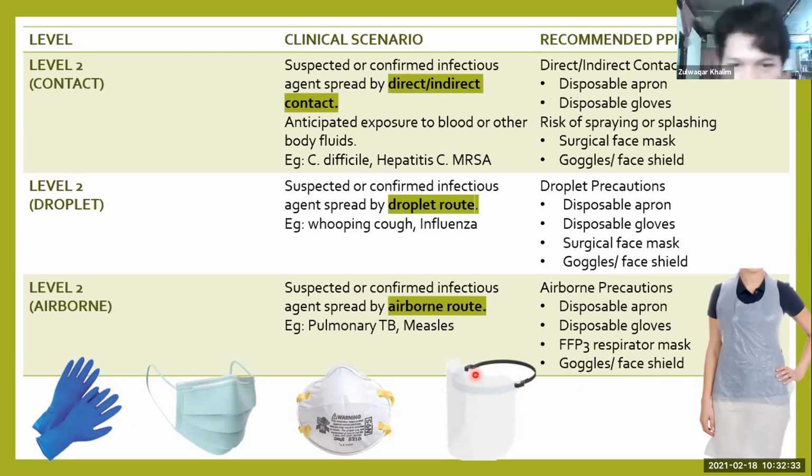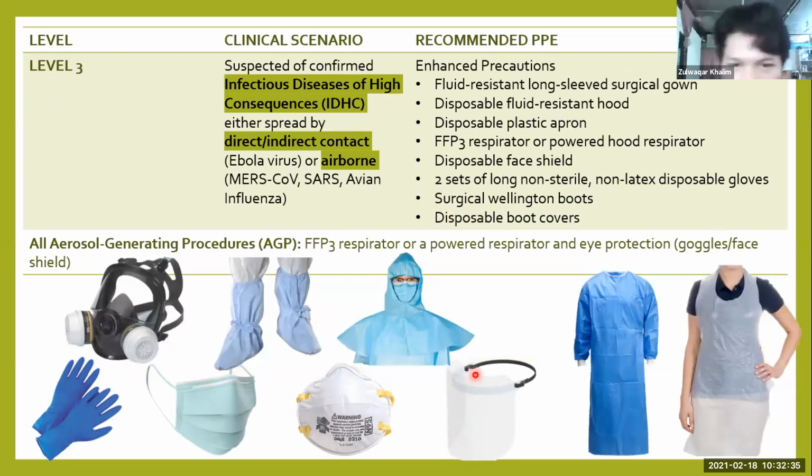For level 3, it is when we are doing aerosol generating procedures, AGP. In AGP, we should apply an FFP3 respirator or powered respirator and eye protection. The clinical scenario for level 3 is when there are suspected or confirmed infectious diseases of high consequence, IDHC, either spread by direct or indirect contact, such as Ebola virus, or airborne, such as MERS, COVID, SARS, or avian flu.